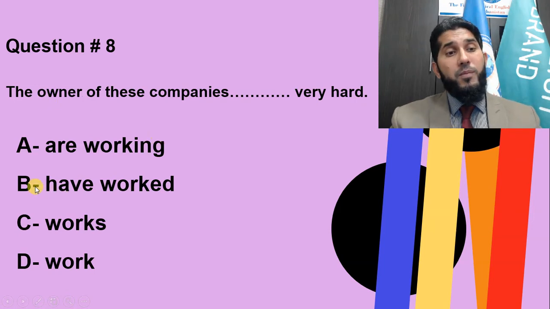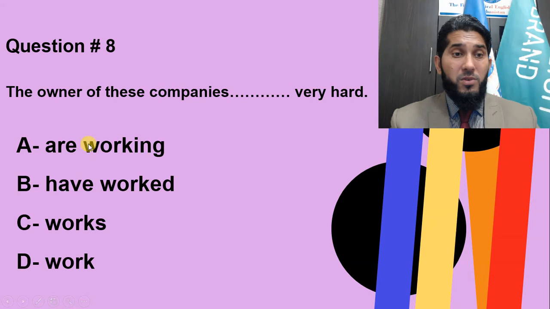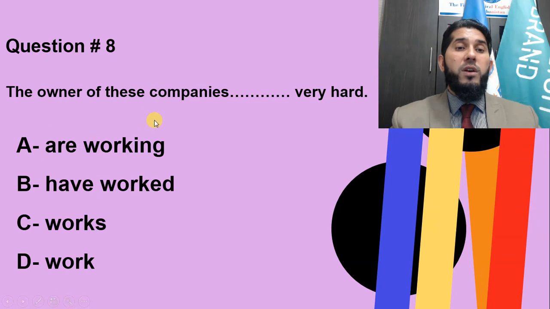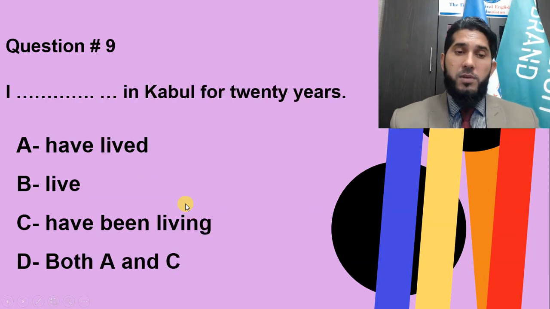"The owner of these companies have worked very hard." Again, it doesn't go with it because the subject is singular, and have cannot be used with a third person singular subject. So the owner of these companies works very hard. Singular subject, and works, the verb, is in simple present tense. This is the correct option. C is the correct option.